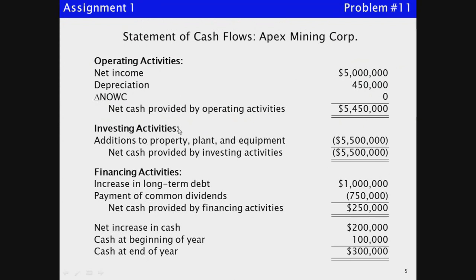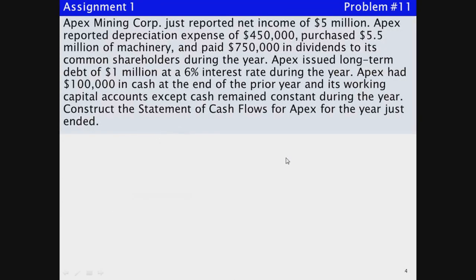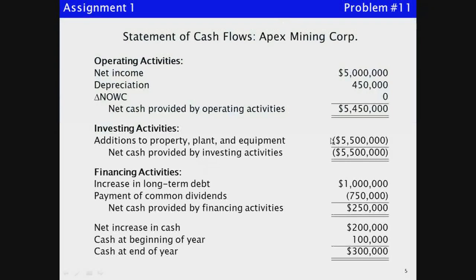The investing activities, we'll keep that real simple in this class. This is not an accounting class. But we were told that they purchased $5.5 million of machinery. So you see I have a cash outflow of $5.5 million. That's the only investing activity. So I list it as a line item. I then include it as the total.